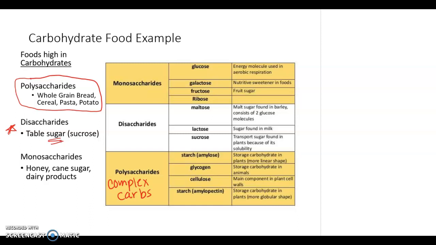And then finally, the sugar in the simplest form, the sugar that's most readily available to turn it into energy quickest, would be our monosaccharides. For example, you could find that in honey, in cane sugar, and some dairy products also will have monosaccharides, although most dairy products are actually going to be lactose, which is actually a disaccharide. And so that's the carbohydrates.